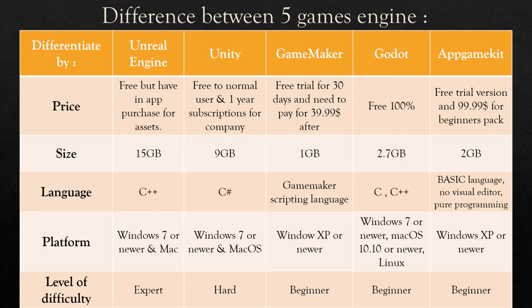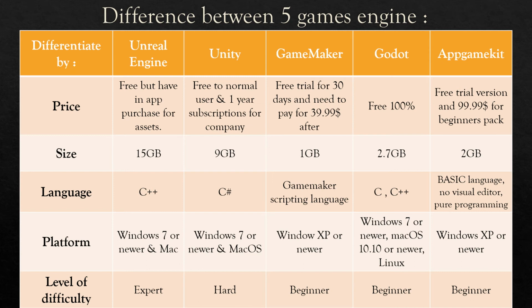For Unity, you need to make sure that your hard drive has 9 gig or more left. For GameMaker, I think this is the smallest one, which is 1 gig. I'm not really sure because I never uninstalled this. It means after you download the 1 gig, maybe there are still other things that need to be downloaded. Godot I also haven't installed yet, but it is 2.7 gig, and App Game Kit 2 gig.